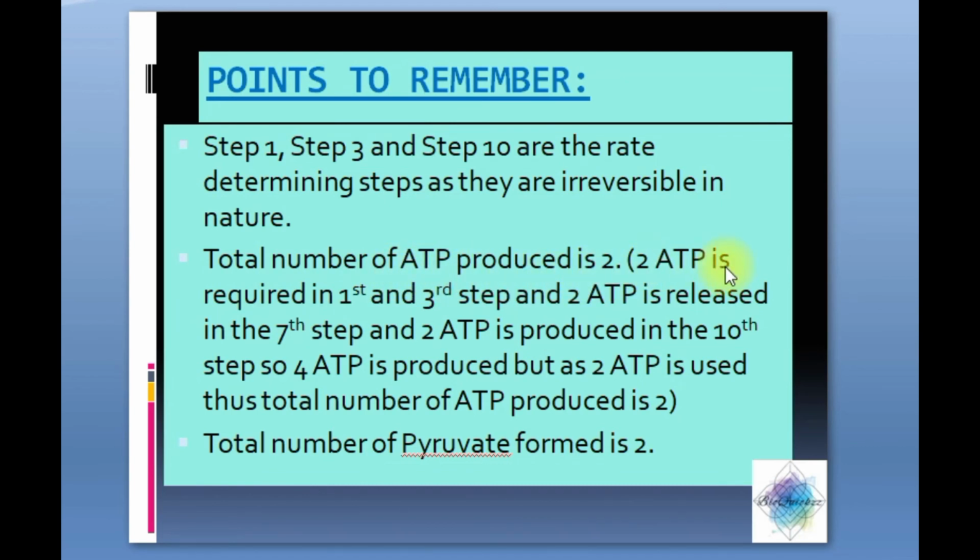Why? 2 ATP are required in the first and third steps. We have seen that in the first and third steps we have to give 2 ATPs, and 2 ATP are released in the seventh step, and 2 ATP are released in the 10th step, and thus the total ATP is 4. But as we are using 2 ATP, you have to deduct 2 from this 4, and thus the total number of ATP produced is 2. The third point is that the total number of pyruvate formed is 2.